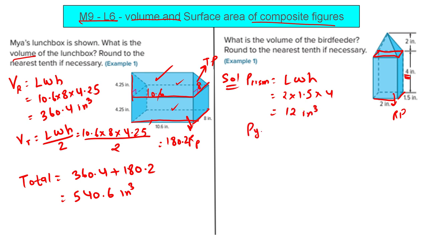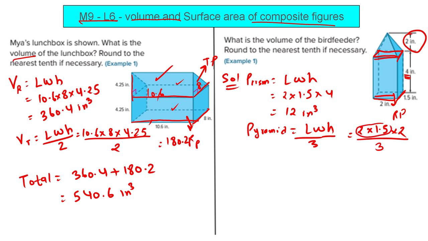For the pyramid, rectangular pyramid, formula is length width height divided by 3, because it is a rectangular pyramid. Remember the formulas, okay? What is the length? See, the length and width will be same, 2 and 1.5. 2 times 1.5. And what is the height? The height is 2 here. The height is 2 divided by 3. Now check carefully. 2 times 1.5 will become 3. Correct? 3 and 3. Finish.